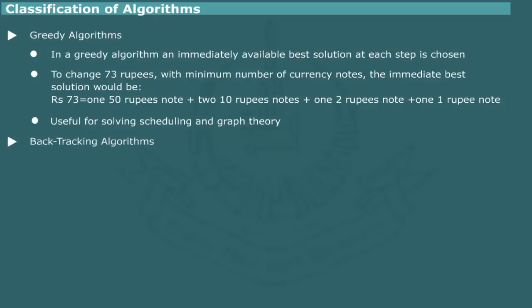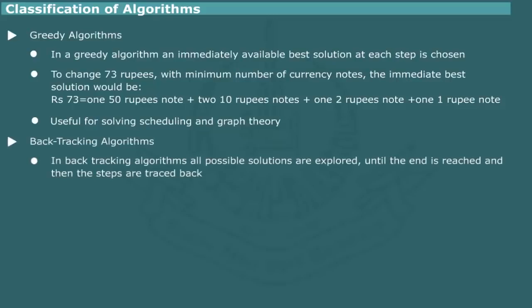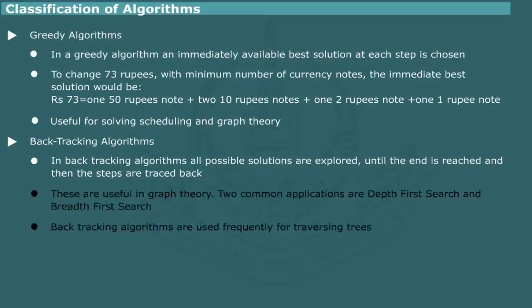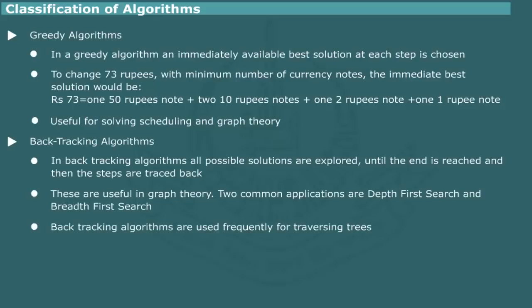In backtracking algorithms, all possible options are examined by moving back and forth until the solution is found. These kinds of algorithms are useful in graph theory. Two common approaches are depth first search (DFS) and breadth first search (BFS) algorithms.